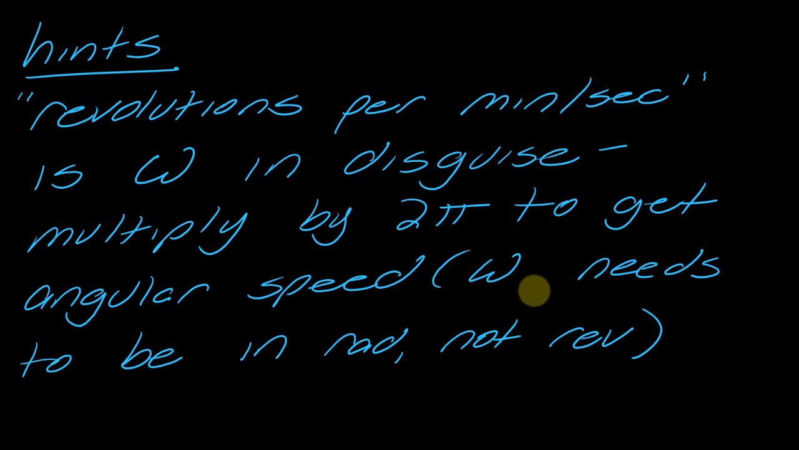The idea behind this is that omega needs to be in radians, not revolutions. So to turn the phrase revolutions per minute or revolutions per second into radians, just multiply it by 2 pi radians and you'll be there. The revolutions will just drop out. Revolutions are not like feet or inches, so they can easily drop out like that.